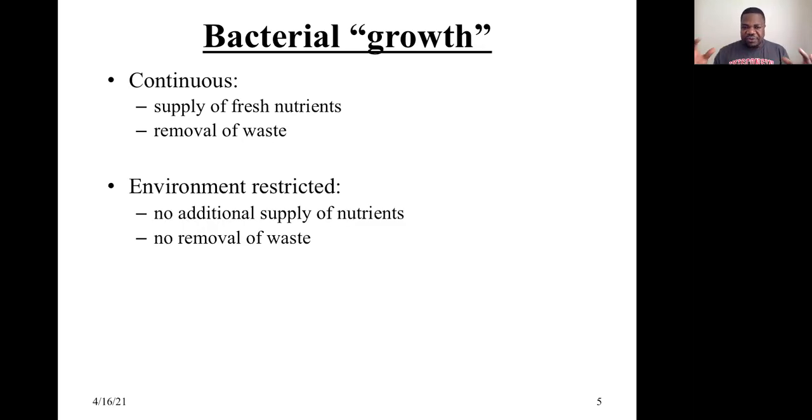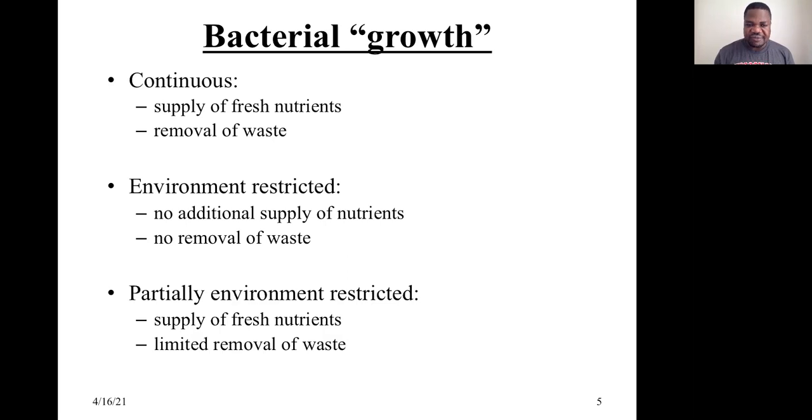But in the lab, for example, when we are using Petri dishes to culture microorganisms, that environment is restricted because there is only a minimum of nutrients that we put in. There is no additional supply of those nutrients, and there is no removal of the waste. That's where the typical growth curve happens, because there is no continuous supply of fresh nutrients.